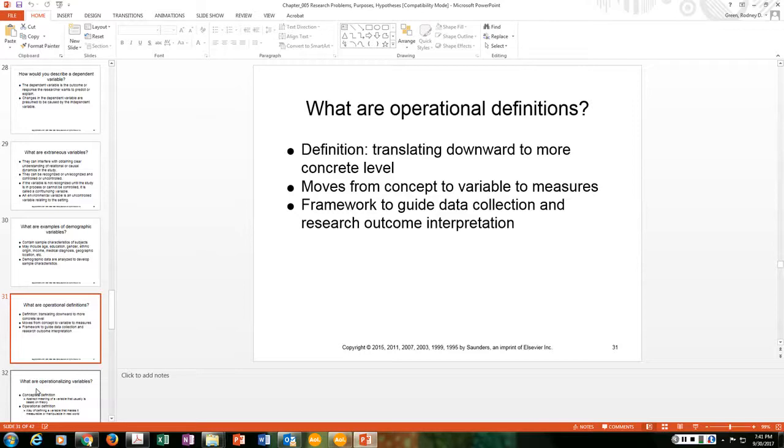What are operational definitions? An operational definition, your textbook says, is translating downward to a more concrete level, and it moves from concept to variable to measures. And they use the framework to guide the data collection and the research outcome interpretation. So first let me define a conceptual definition. In a research study, there is a section of the report that deals with the definition of terms. A conceptual definition provides the theoretical meaning of a variable, often derived from a theorist's definition of a related concept.